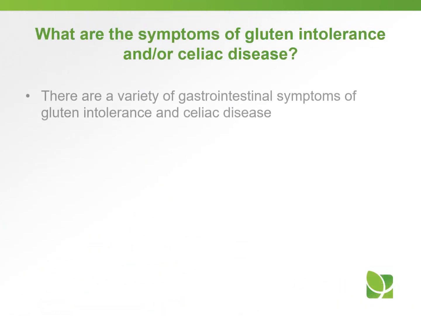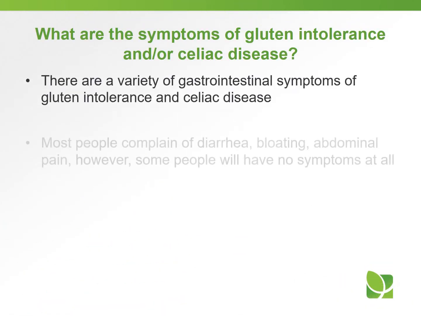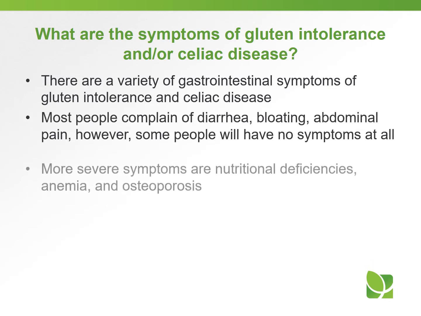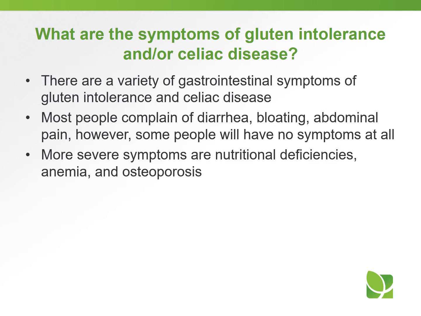What are the symptoms of gluten intolerance and/or celiac disease? There's a variety of gastrointestinal symptoms of gluten intolerance and celiac disease. Most people will complain of diarrhea, abdominal pain, bloating, but some people will have no symptoms at all. More severe symptoms are nutritional deficiencies, anemia, and osteoporosis.